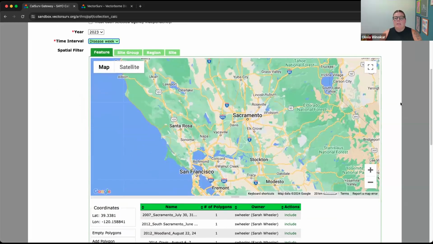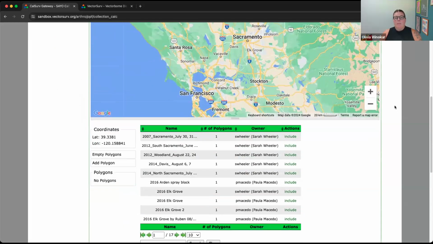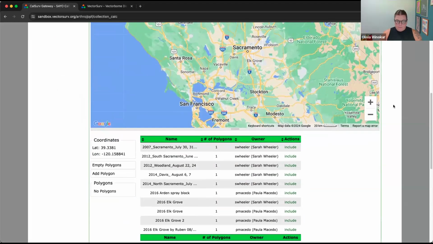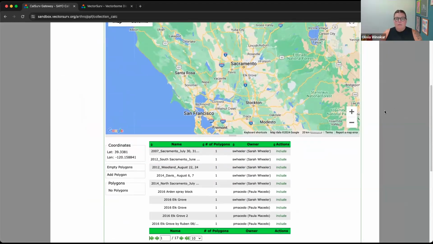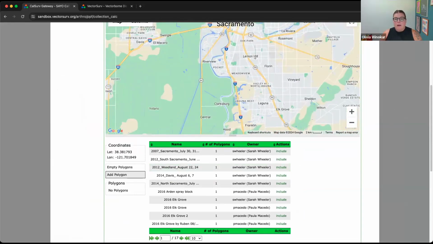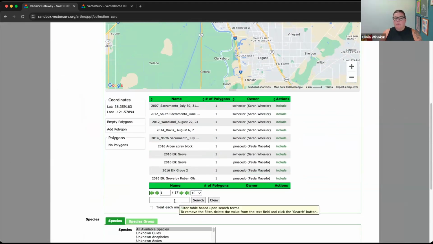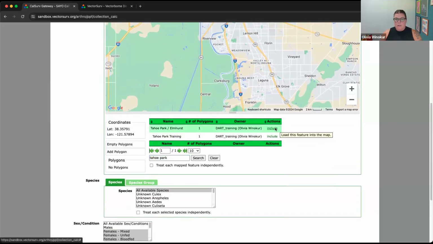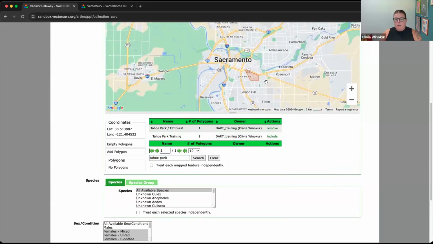And here's where we would select our features. So this will look similar to the interface we just looked at with the spatial features. I could go in and create my own polygon on this map. If I was interested in this region, I could run this within that region. Or I can choose a region that I just created. So let's choose that Tahoe Park Elmhurst region to include. So here we are in Tahoe Park.